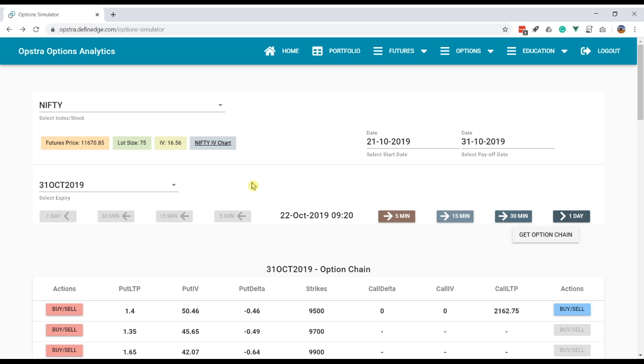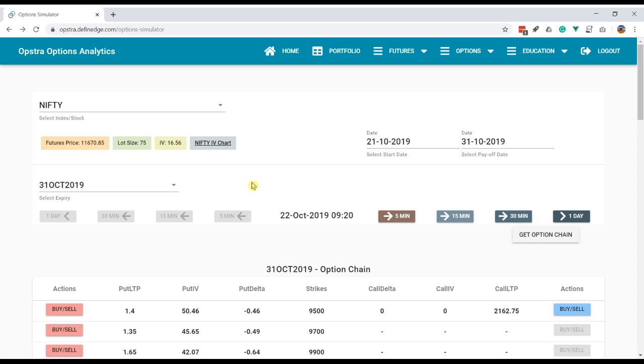The idea behind making the option simulator is threefold. One, to use option simulator to visually backtest option strategies of your own idea, or if somebody said that a certain strategy works better, you can go back in time and visually backtest those option strategies and see for yourself whether it works or not.